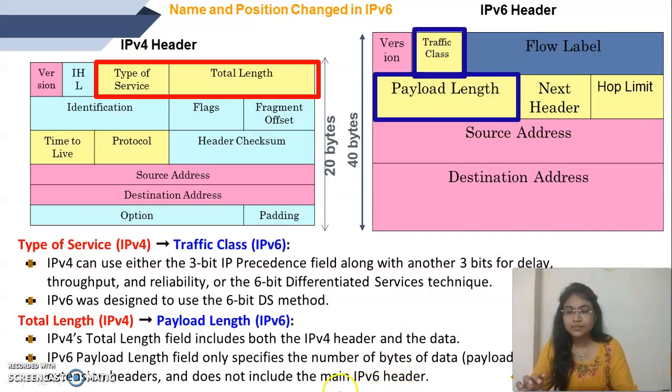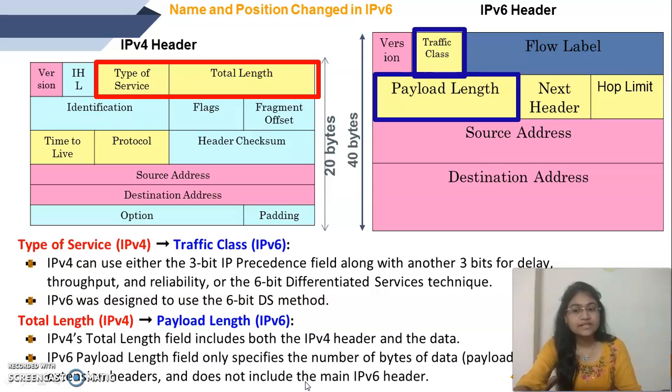Next is the type of service field. Here, this slide indicates the fields which are used in IPv4 and also in IPv6, but the name and position of those fields are changed. Let us see the type of service field, which is equivalent to the traffic class field of IPv6. It is used to indicate the type of service provided by that packet or the priority of that particular packet.